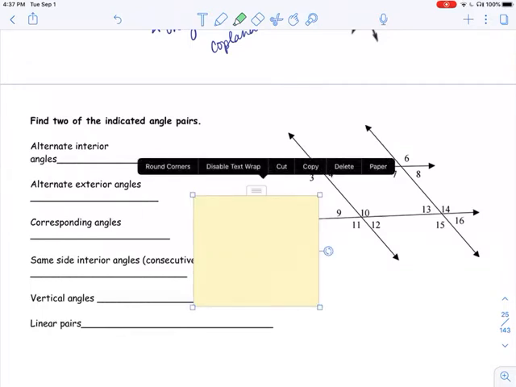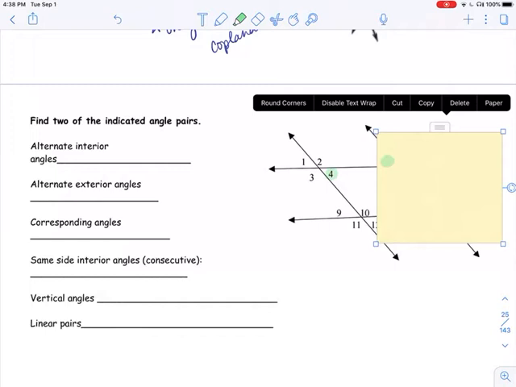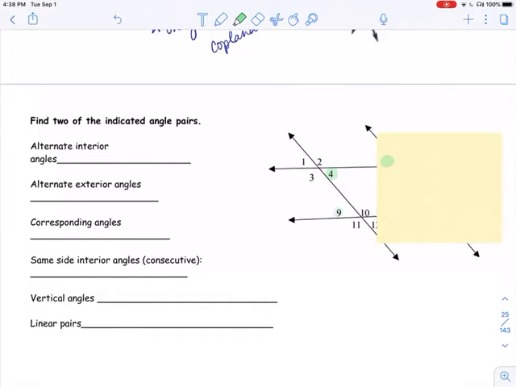Okay, so if we have 4 lines, we really only need to focus on 3 of them. So I'm going to cover up this bottom section for just a little bit, and let's focus on what's on the top. So if I want alternate interior angles, and I say let's look at angle 4, then angle 5 would be an alternate interior angle to angle 4. But then if I move my sticky note over here, then what we see is that 9 is also an alternate interior angle.